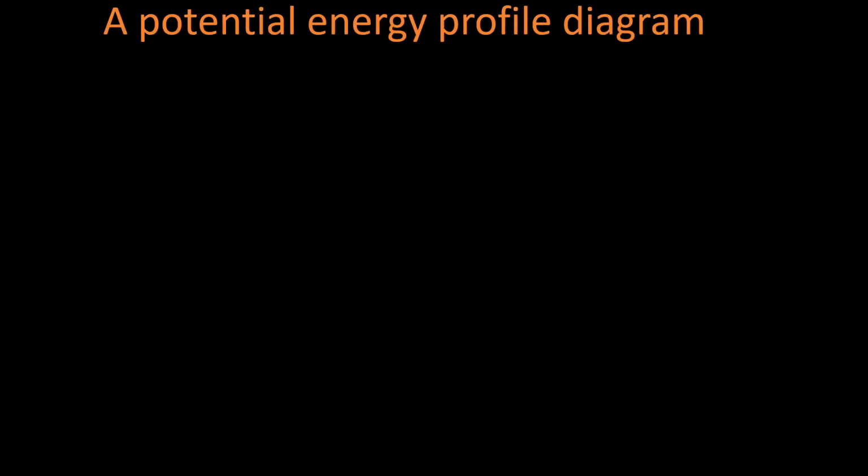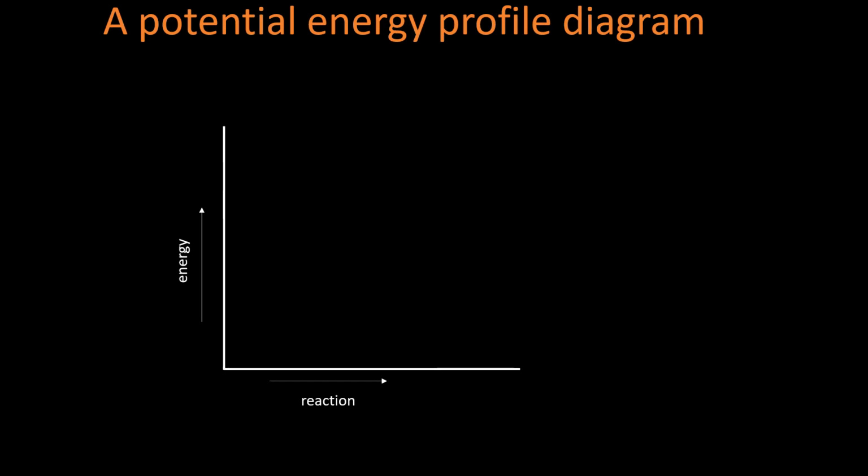A potential energy profile diagram can help us to understand what happens in terms of energy. Here we have two axes: the y-axis, which represents the potential energy, and the x-axis, which represents the reaction pathway. As it is for all reactions, we start with reactants which have a given energy. But during the reaction, the energy can rise, reach a given point, and fall again to form the product.